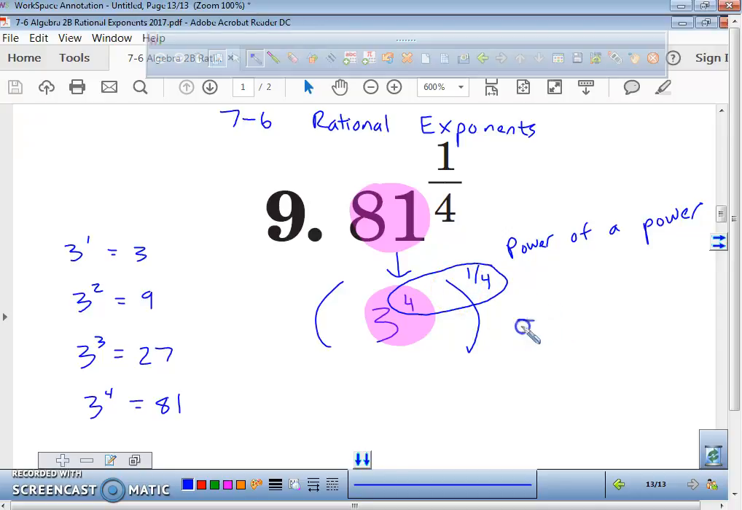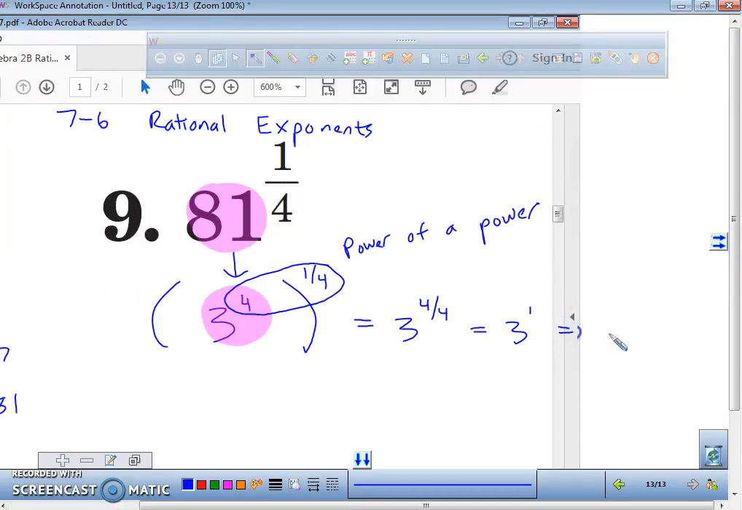So I want you to multiply the number 4 times 1/4. And that becomes 4 over 4. And what is 4 divided by 4? 1. So it becomes 3 to the first. Well, 3 to the first is just simply the number 3. So 81 to the power of 1/4 simplifies just to the number 3.